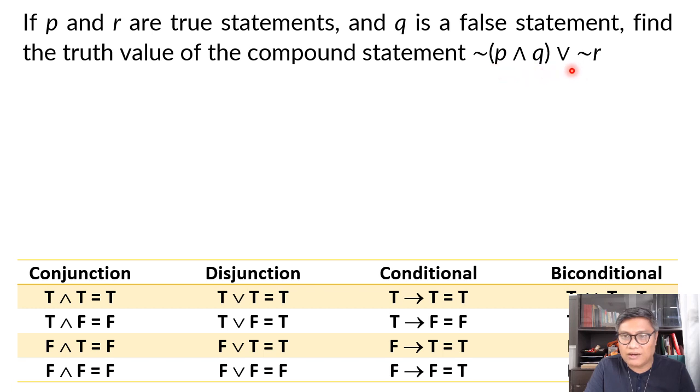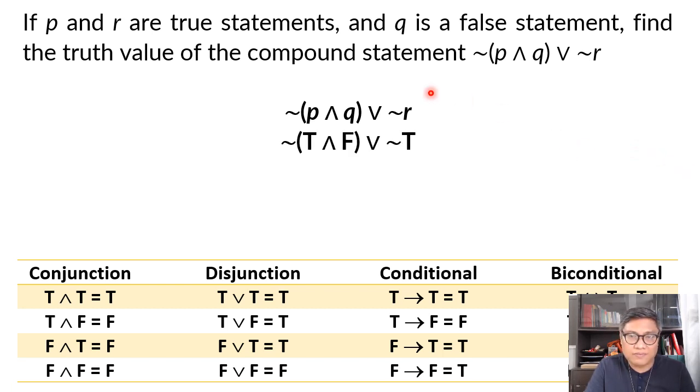Now here you have several connectives used, although there are two, but there are also two negations done here. So what we're going to do is copy the given statement, then based on the statement that P and R are true and Q is a false statement, we have to change the letters by their truth values, because P and R are said to be true, then Q is false, so we substitute. Then we apply the rules.